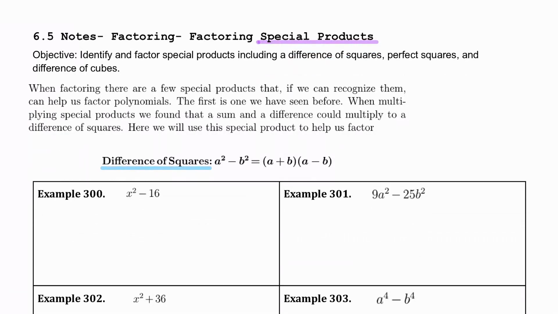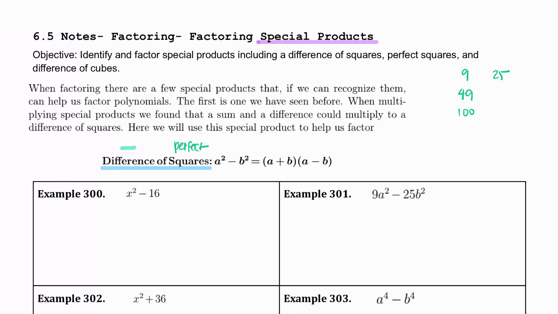And these are all named very appropriately. When we say difference, we're talking about subtraction. When we say squares, we're talking about perfect squares. So some examples of perfect squares are like 9, 3 squared is 9, 49, 7 squared is 49, 100, 10 squared is 100, 25, 5 squared is 25.